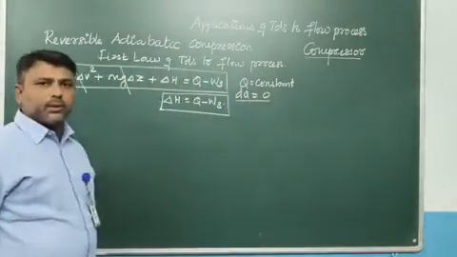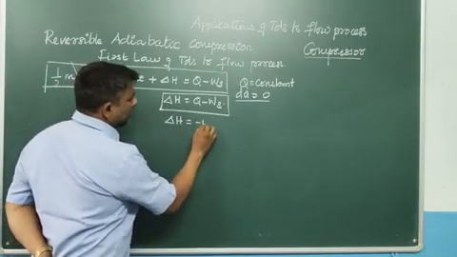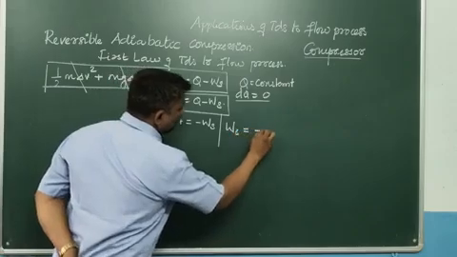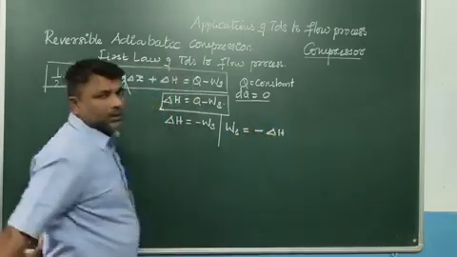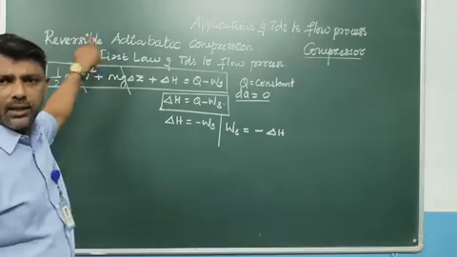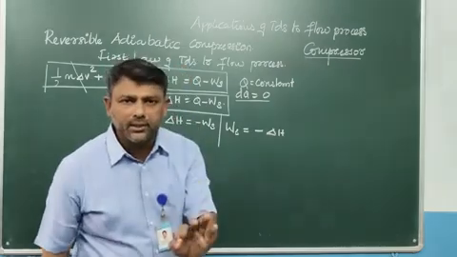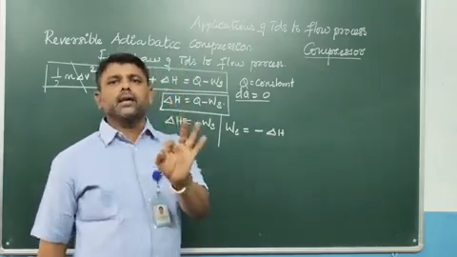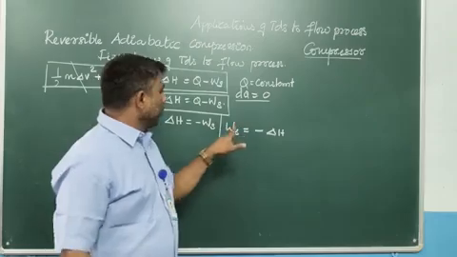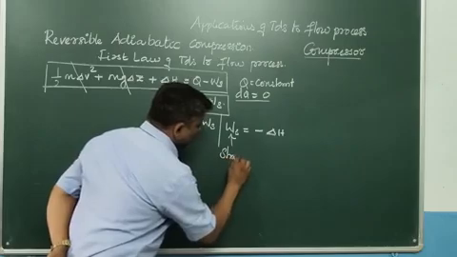For the adiabatic compression process, this equation becomes del H is equal to minus Ws, or I can write Ws is equal to minus del H. Clear? See, this is the reversible process. The compressor needs a certain amount of energy or work to compress the air or gas from initial pressure to final pressure. The work is called shaft work.